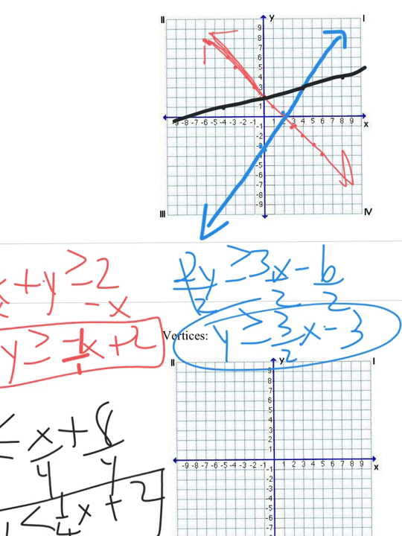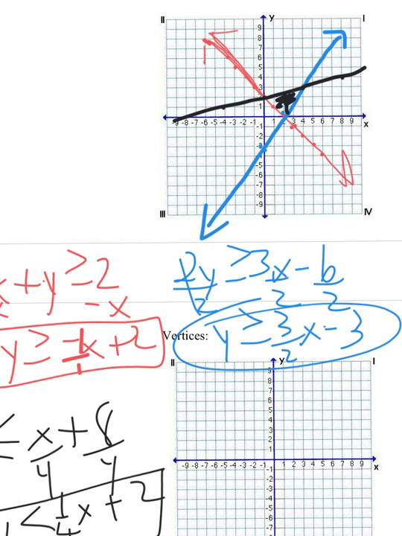Okay, and now I have to find my intersection points, so our vertices. I'll make this red. And that one I am below. So really my shaded region is going to be this portion right in the middle here. Right in here. So that's what we call our feasible region.